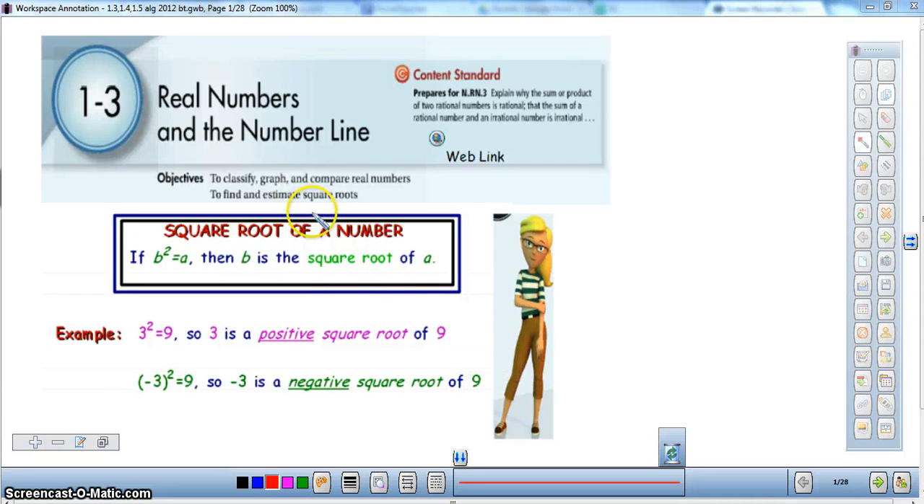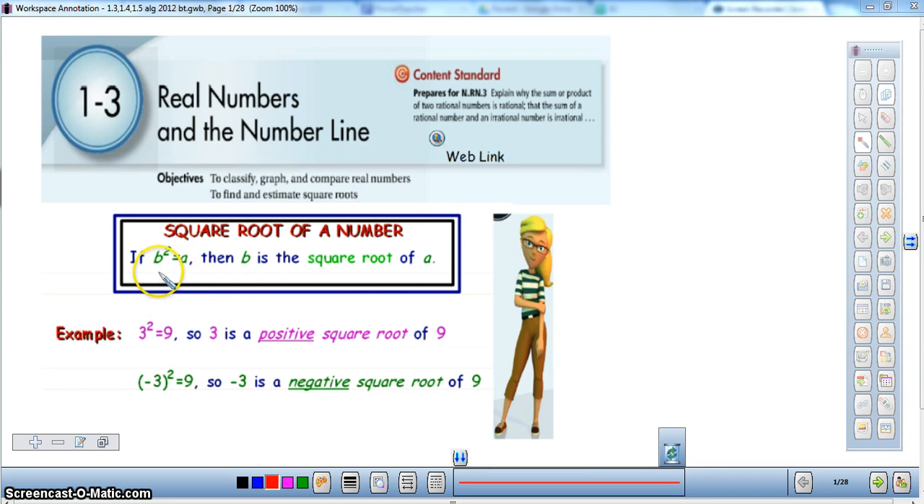Hope you're ready for your second video in algebra. As you looked this weekend and tonight, we're going to be talking about sections 1.3, 1.4, and 1.5. Now, a lot of times they've grouped these sections together. There's a lot of vocabulary you're going to see again.